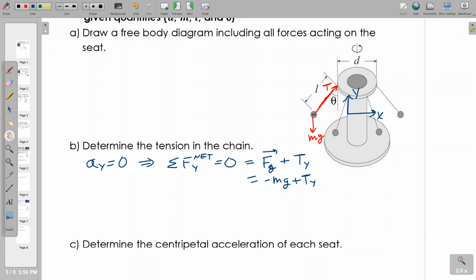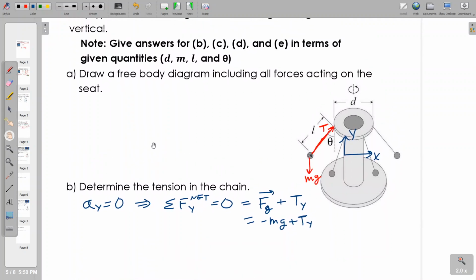Oh, by the way, I don't know if I pointed this out before, but it says note, give answers for B, C, D, and E in terms of the given quantities D, M, L, and theta. So we're given this diameter, we're given theta, this angle here, we're given L, the length of this string, and we're asked to find these quantities in terms of those symbolic numbers.